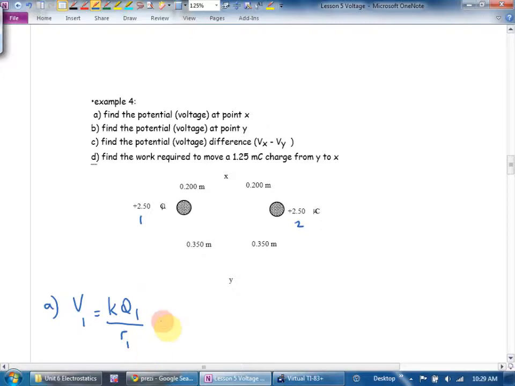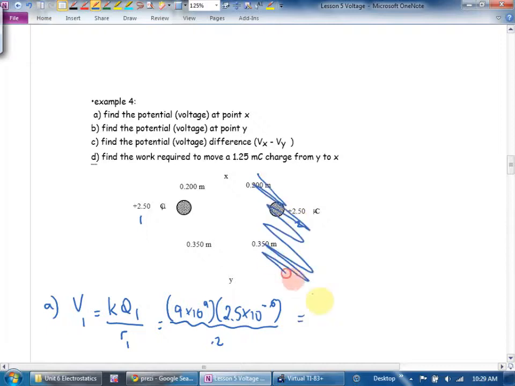Which is going to be 9 times 10 to the 9th, 2.5 times 10 to the negative 6, all over. How far apart are we between this charge and location X? 0.2 meters. What's the voltage if this charge didn't exist? What's the voltage at location X from this charge?